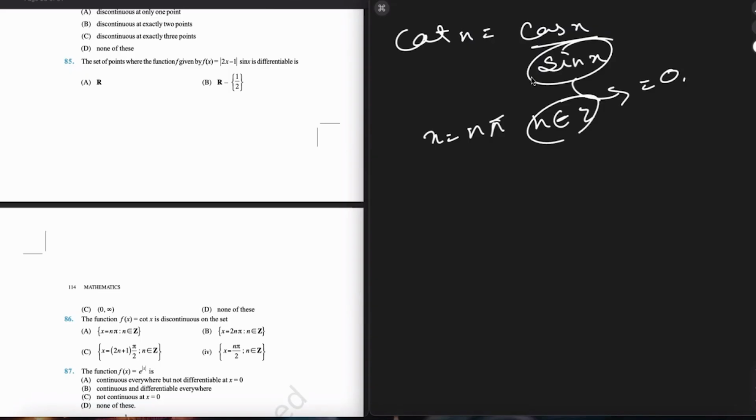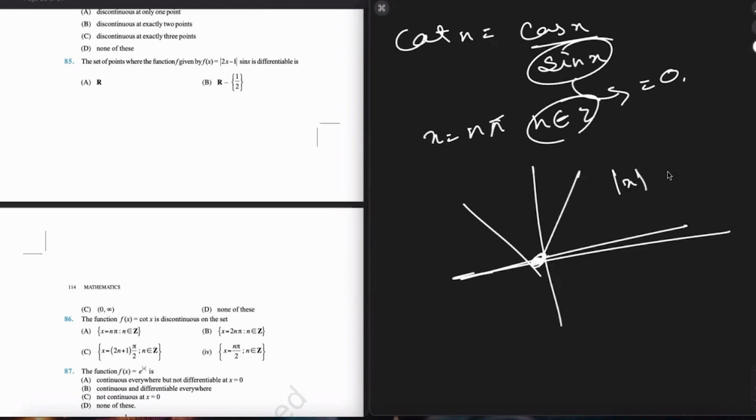The function f(x) is equal to e raised to mod x. So we know that mod x and e to the x are continuous functions on R. So e to the mod x is also a continuous function on R. What can we say? Mod x is not differentiable at x is equal to 0 because a kink comes. See, mod x has a kink at x is equal to 0. So that is why mod x is not differentiable at x is equal to 0. So if mod x is not differentiable, e raised to the power of mod x should also not be differentiable at x is equal to 0.